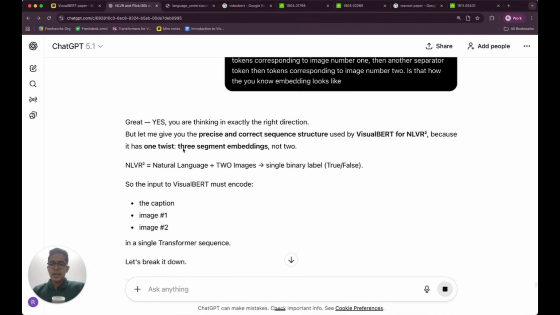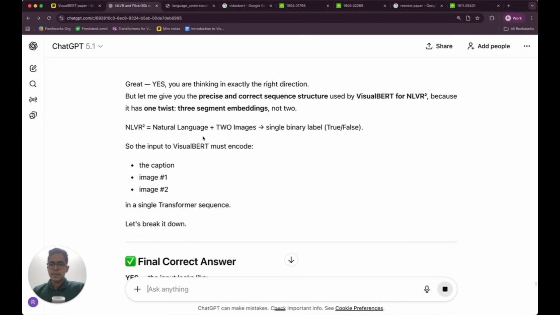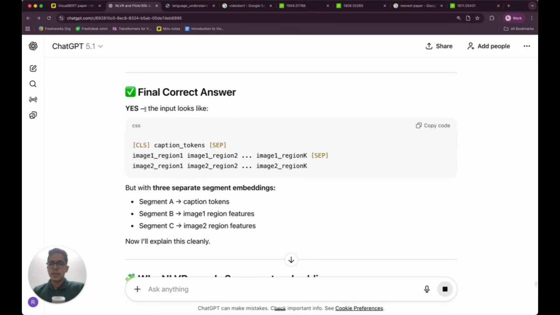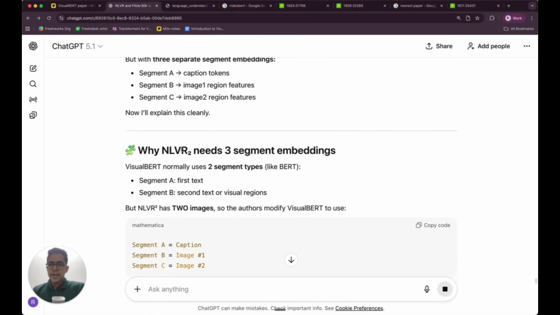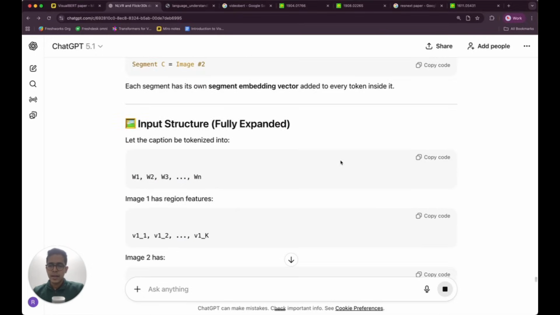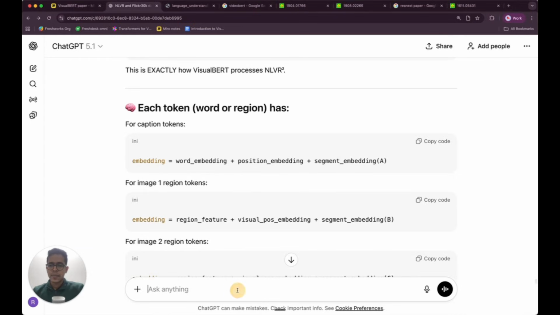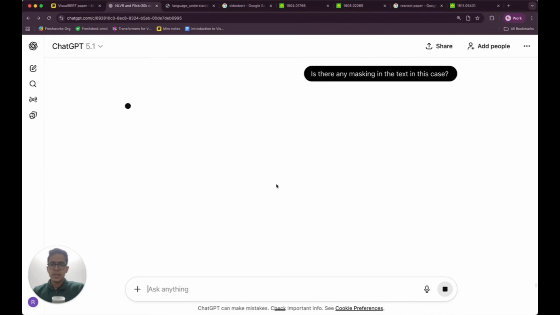Thinking in exactly the right direction, but let me give you the precise answer. Yes, the input looks like CLS followed by the caption, then a separator, then regions in image 1 followed by a separator, regions in image 2 followed by a separator. This we know. It needs 3 segment embeddings, of course: 1 for the text caption, the 2nd for image number 1, the 3rd for image number 2. That also is fine. I just want to know if the text has masking. Is there any masking in the text in this case? I think there should be masking, but I just want to be clear.